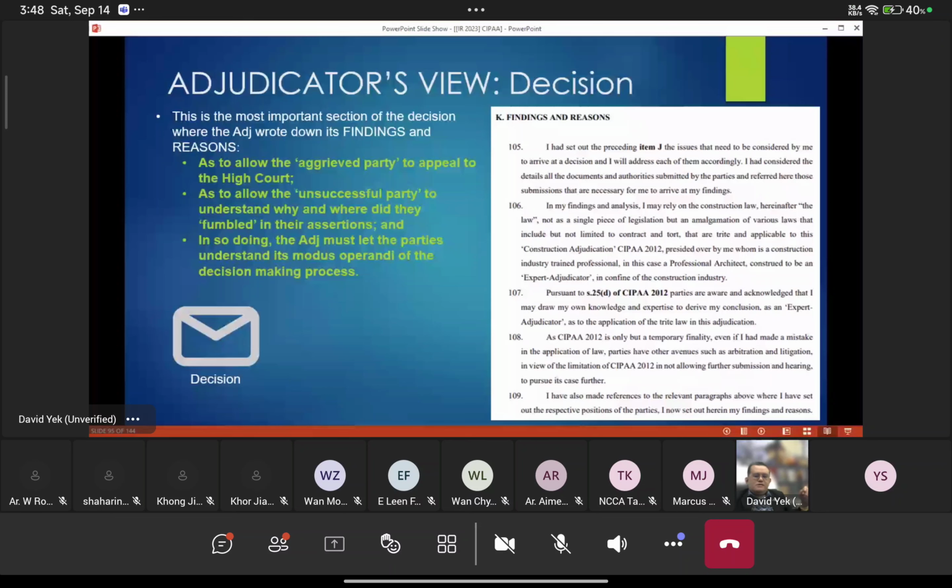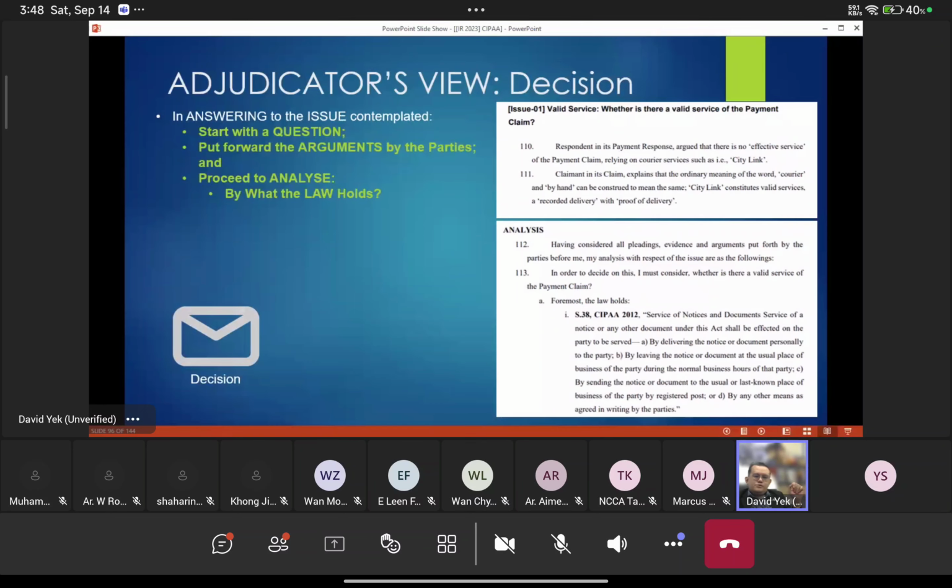That's why I say it's okay to actually answer the right question wrongly, but you cannot answer the wrong question correctly. All right? So how to answer this? We always start with a question. Then you put forward the arguments by the parties, and then you proceed to analyze.